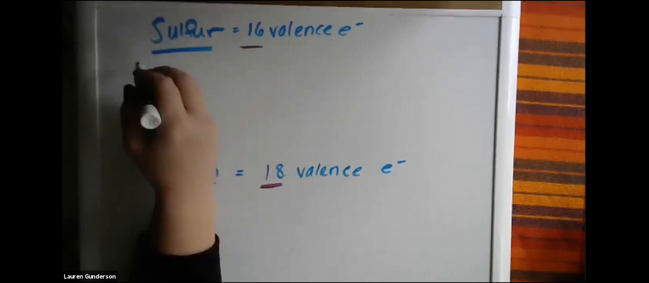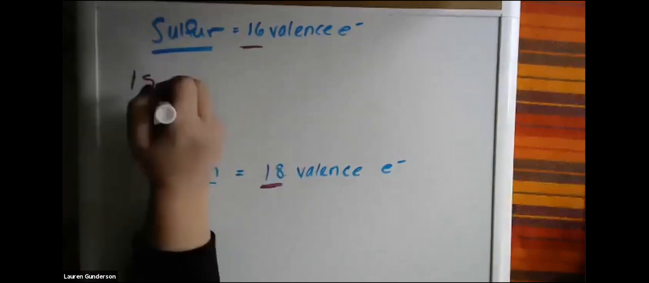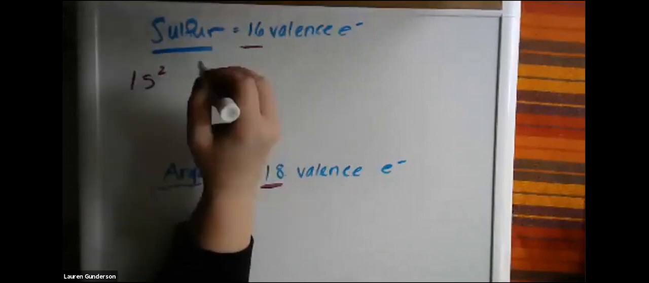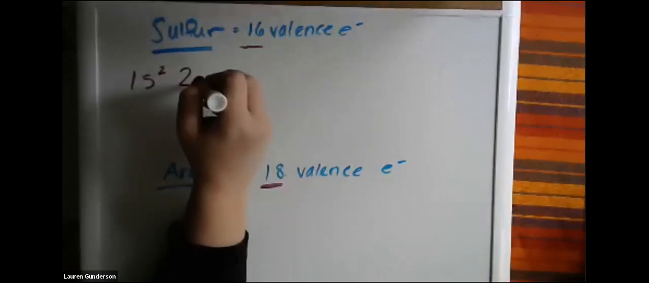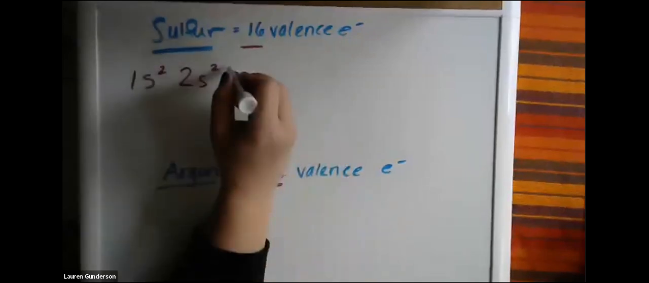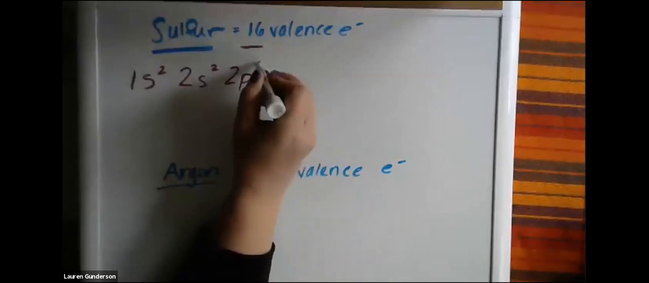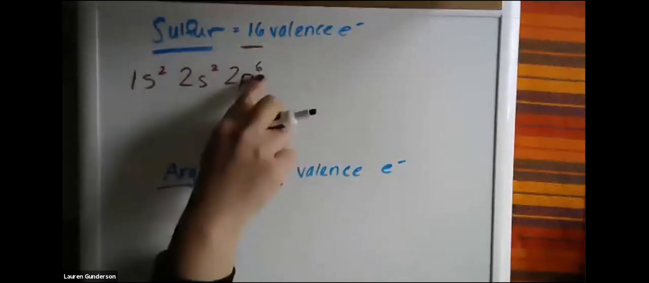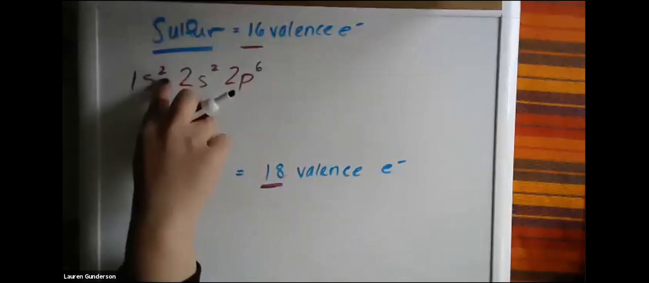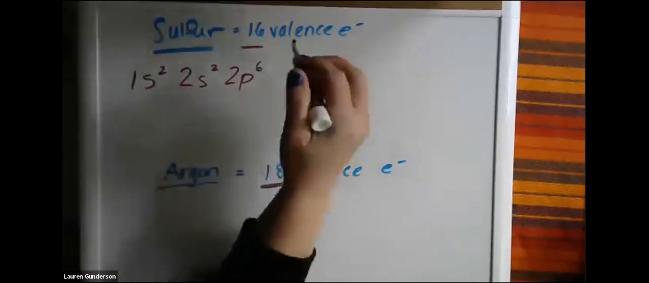So for sulfur, our first shell is 1s. There's 2 electrons in 1s. Then we move to 2s. There's 2 electrons there. Then we move to 2p. There are 6. So far we've used up 2, 4, 10 electrons. So we still have 6 left.